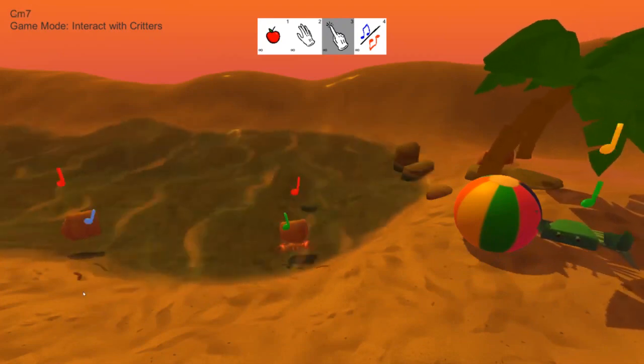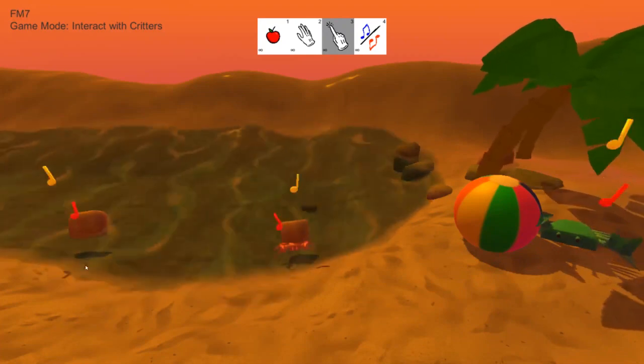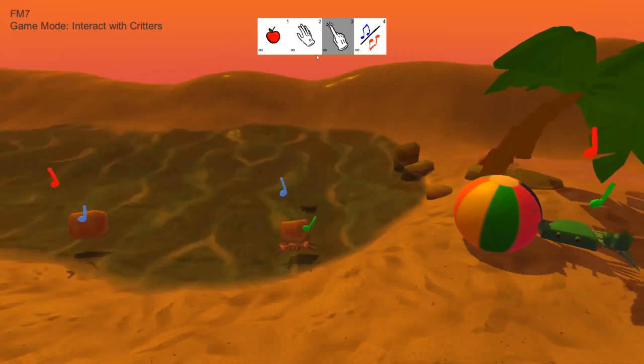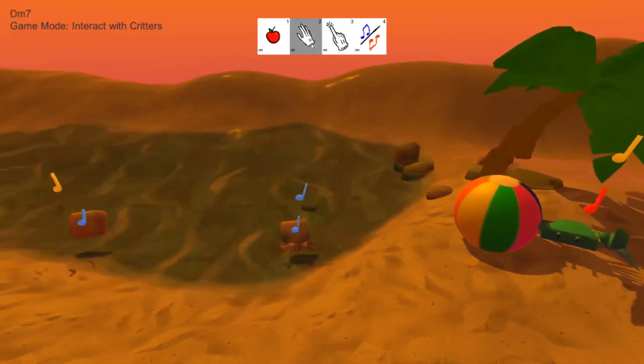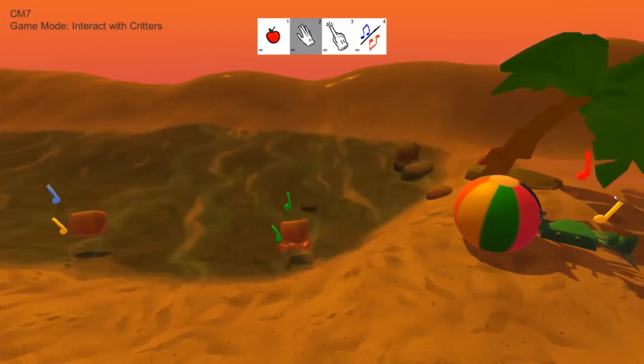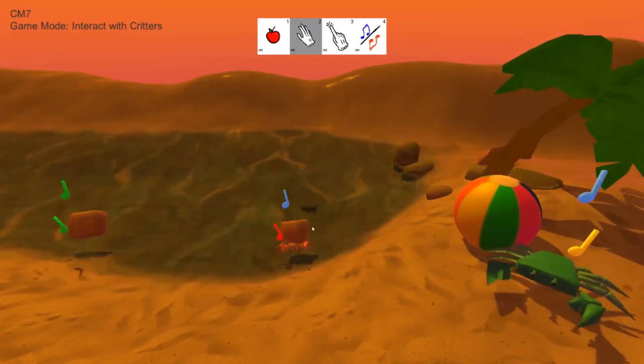And now we have sort of an ugly mess. The critters are rather unhappy. The snail has gone into his shell. Button number 2 here is the pet button. So let's pet the critters and hopefully make them happy again, and they'll come back towards us.